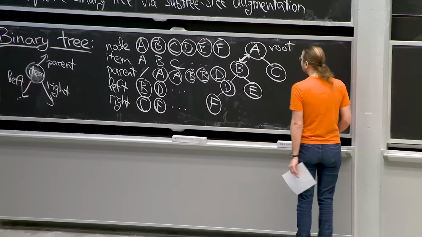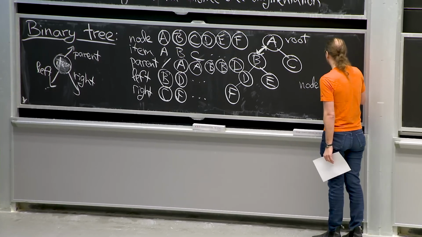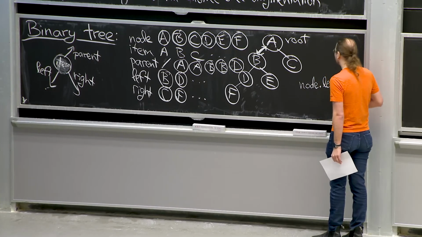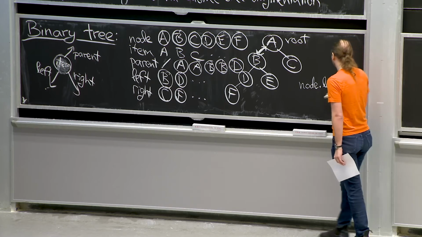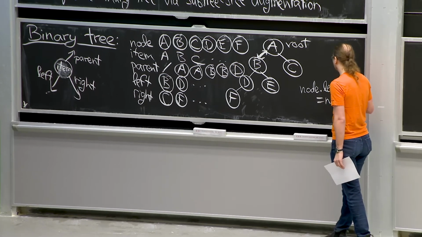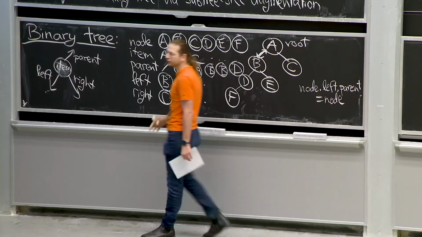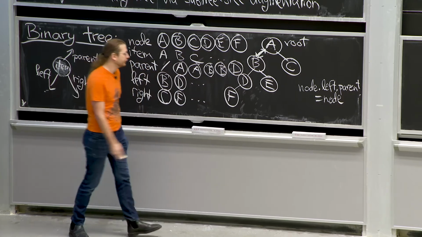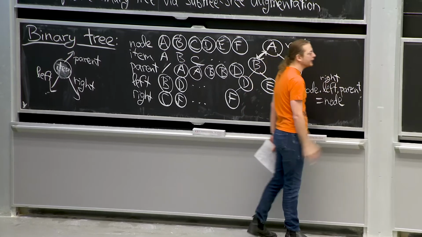A key invariant is that if you take a node and say go to its left pointer, left child, and then go to that node's parent, this should be the same as node. Right, so that's just saying parent is always the inverse of a left or right operation. This is also true for right. Okay, and that's a binary tree.